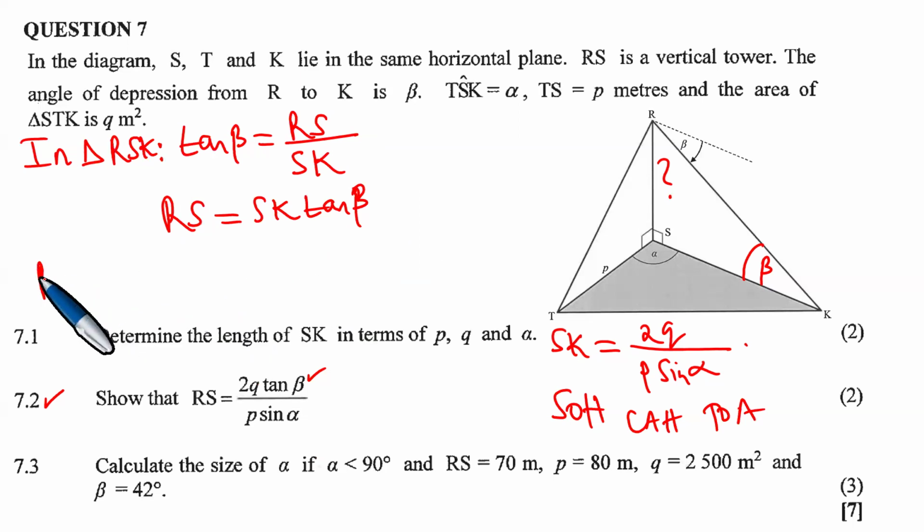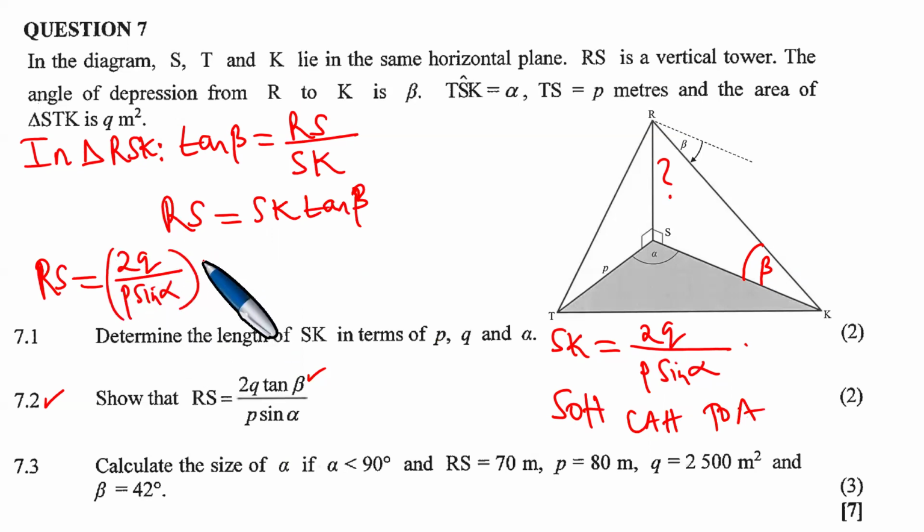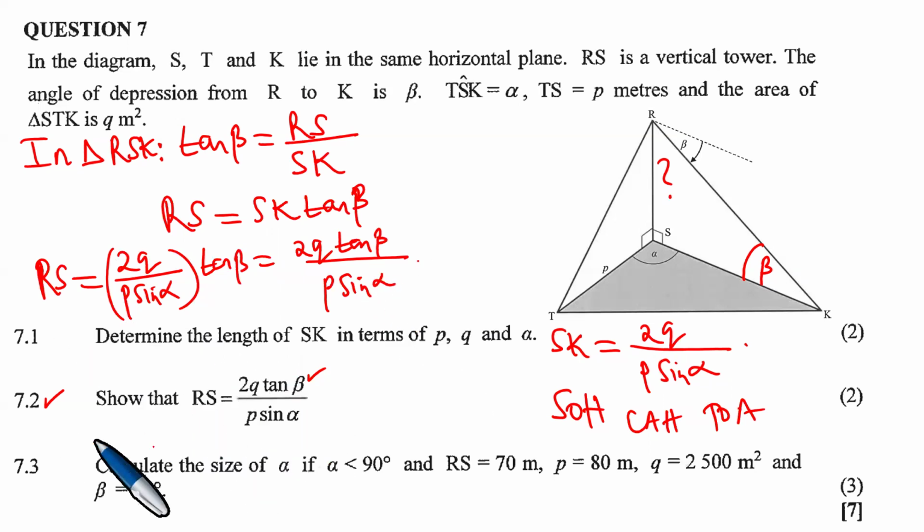So that now we're able to see that the side RS, in this case, is equal to SK. In the place of SK here, we put 2q over p sine alpha, times the tangent of beta. And this is as proven in 7.2 for the two marks there. So RS is 2q tan beta divided by p sine alpha. So that is very important for us to take into account and to consider very, very seriously.